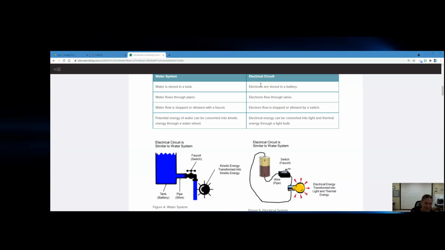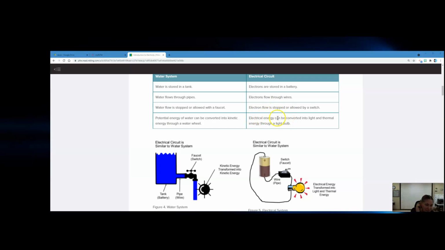In a similar manner, electrons can be stored in a battery. So you pick up a little battery from the store, it's got electrons hanging out all over the place. They're going crazy. The electron flows through your wires. So we've got wires here, so you're going all the way around. Electron flow is stopped or allowed by a switch. Doesn't ever get to trickle like water. On, off. On, off. No trickling, because then everybody dies.